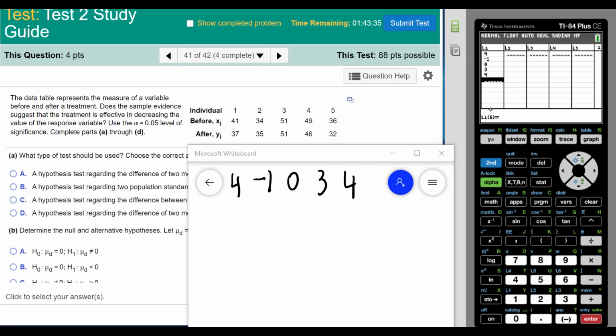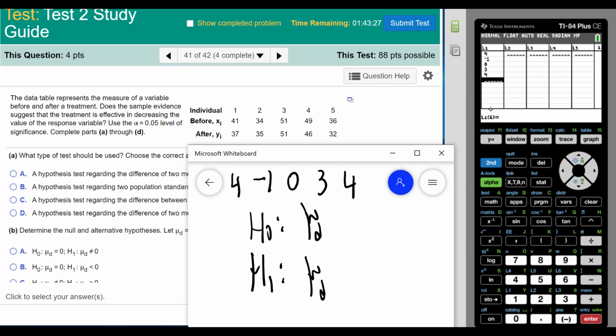Now, here is what we need to test. You put mu d here, the mean of the difference. If there is a decrease, then you would expect the numbers after to be lower than the numbers before. So say the number before is 10 and the number after is lower, let's say 7. 10 minus 7 is 3, which is positive. So you want to make sure that you test mu d greater than 0. This is the claim, and the null is always equal to 0.